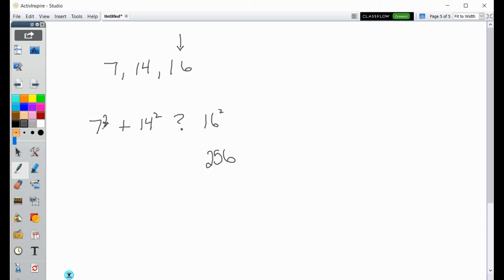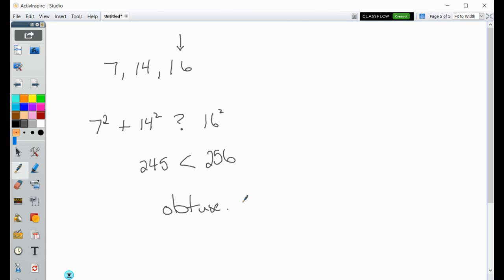Over here, the 7 squared and the 14 squared. 7 squared is 49, the 14 squared is 196, and then if we add those two together, after I square them and add them together, I'm going to get 245. So notice this is smaller than, it's less than. So the two sides are less than this third side, so this would have to be an obtuse triangle.